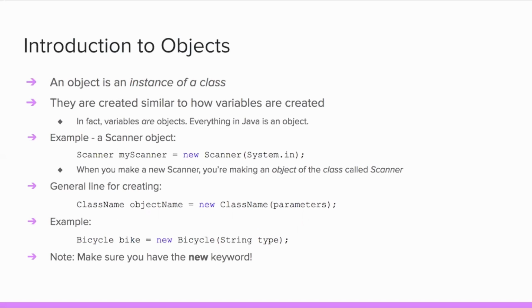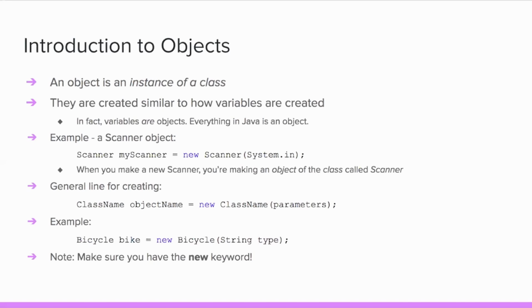Another topic we'll be going over today are objects. An object is an instance of a class. They are created similar to how variables are created. In fact, variables are objects. Java is an object-oriented programming language, so everything in Java is an object. We can take a look at an example. Here, we're creating an object of the Scanner class, and we've called it myScanner.